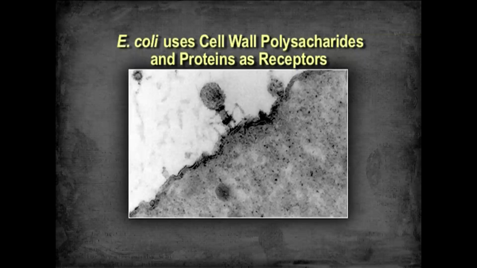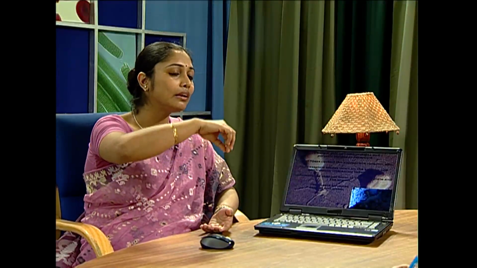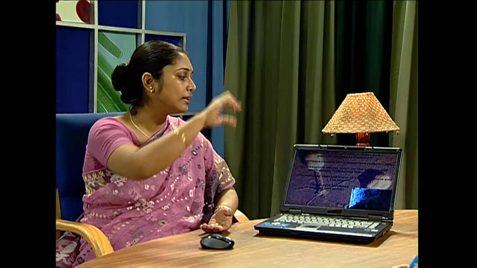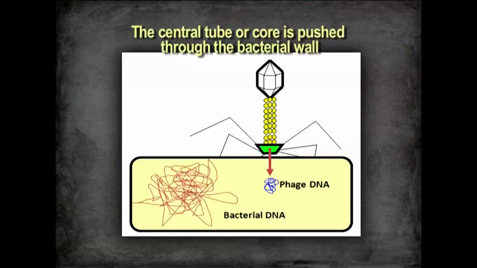Now, as I told you before, there is a complex, GP5-GP27, which has lysozyme-like activity. It lyses the cell wall, and the central tube inserts into the cell wall, and the genome, which is present in the head, will be extruded from the head through the tail tube. It will go inside the cell. Now, inside the cell, the phage DNA will multiply.